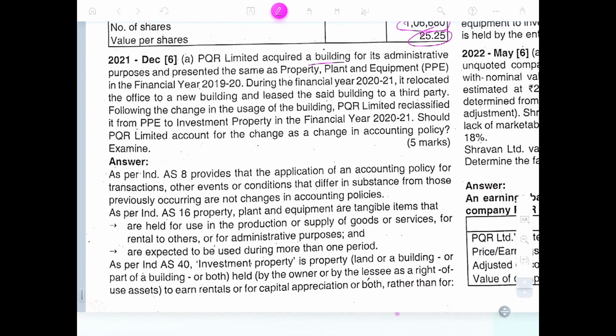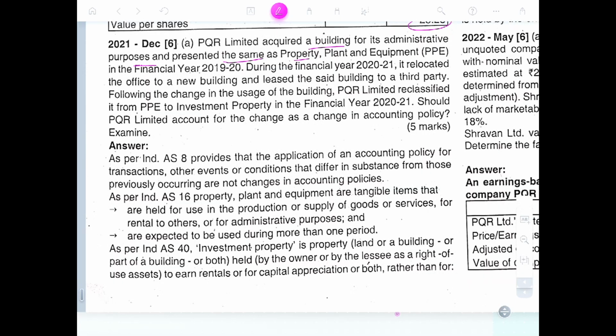PQR Limited has acquired a building for administrative purposes and presented the same as property, plant and equipment in the financial year. During the financial year, it relocated the office to a new building and leased the old building to a third party. Following the change in usage of the building, PQR Limited reclassified it from property, plant and equipment to investment property in the financial year. Should PQR Limited treat this as a change in accounting policy?